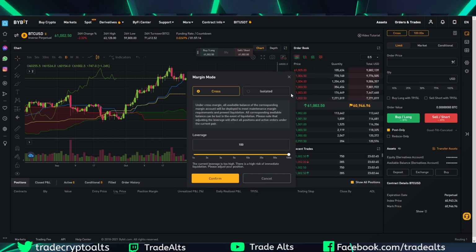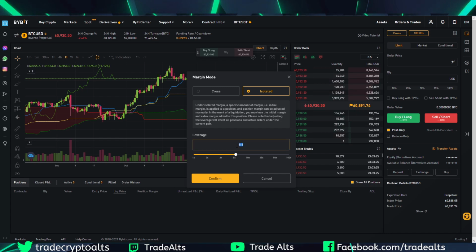But right now I'm on cross mode, which basically uses the entire balance of your account to back up your position. So if you are liquidated and you are on cross, you will lose your entire account. So be very careful with that. For this example, we could just use isolated, and then you could actually select what leverage you would like. So if you're not sure about leverage, please do your research before you even start trading using leverage.